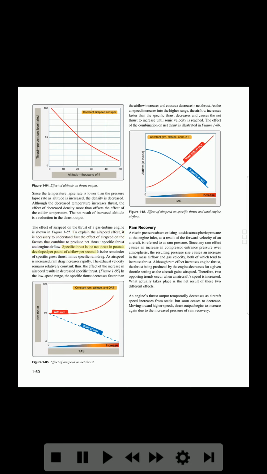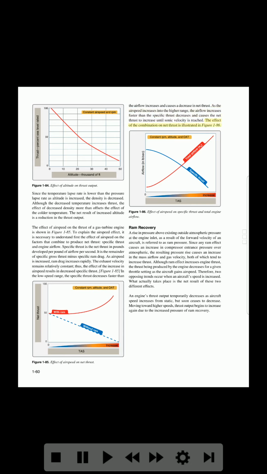Specific thrust is the net thrust in pounds developed per pound of airflow per second. It is the remainder of specific gross thrust minus specific ram drag. As airspeed is increased, ram drag increases rapidly. The exhaust velocity remains relatively constant. Thus, the effect of the increase in airspeed results in decreased specific thrust. In the low speed range, the specific thrust decreases faster than the airflow increases, and causes a decrease in net thrust. As the airspeed increases into the higher range, the airflow increases faster than the specific thrust decreases and causes the net thrust to increase until sonic velocity is reached.